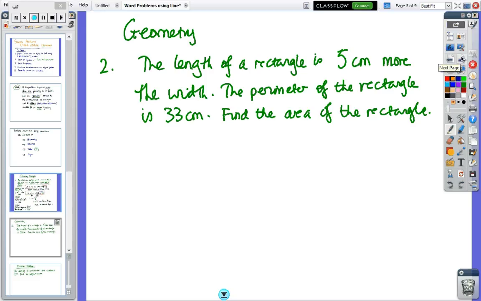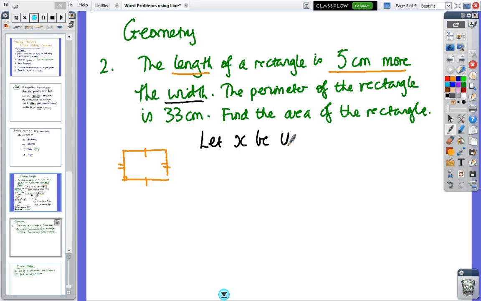Okay, so next question in geometry, we have a rectangle. And so that side equals that, and that side equals that. That's what a rectangle looks like. Okay, so the length of the rectangle is 5 centimeters more than the width. So the length is more, so what I'm going to say is the width is smaller. So let x be the width.